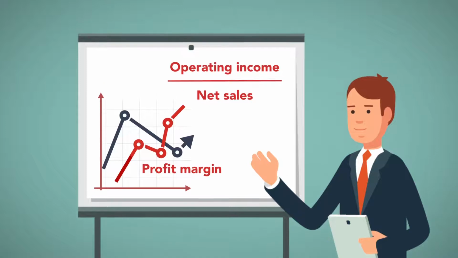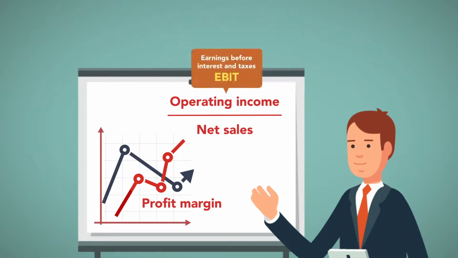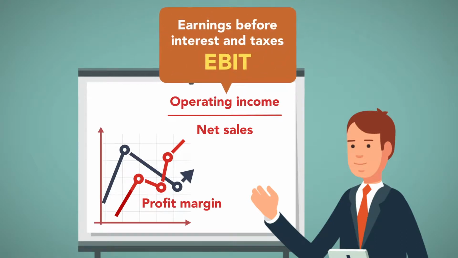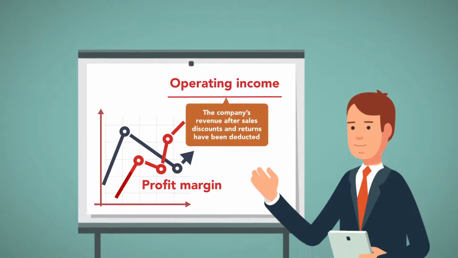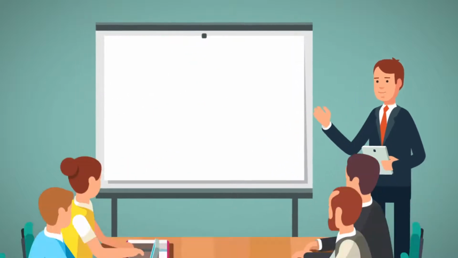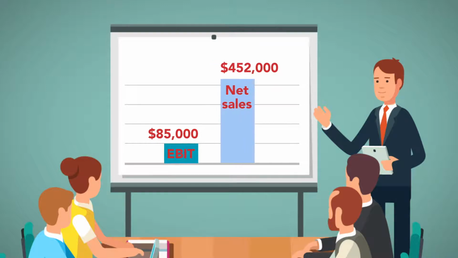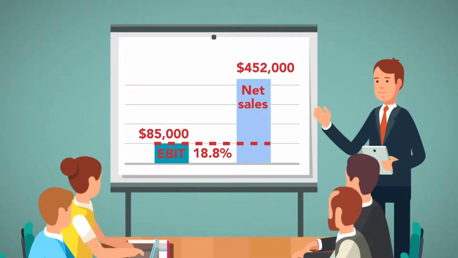Operating income is income after operating expenses are deducted, but before interest and taxes, and is also referred to as earnings before interest and taxes, or EBIT. The net sales amount is the company's revenue after sales discounts and returns have been deducted. For example, assume Acme Corporation has $85,000 in EBIT and $452,000 in net sales. Its profit margin would be 18.8%.